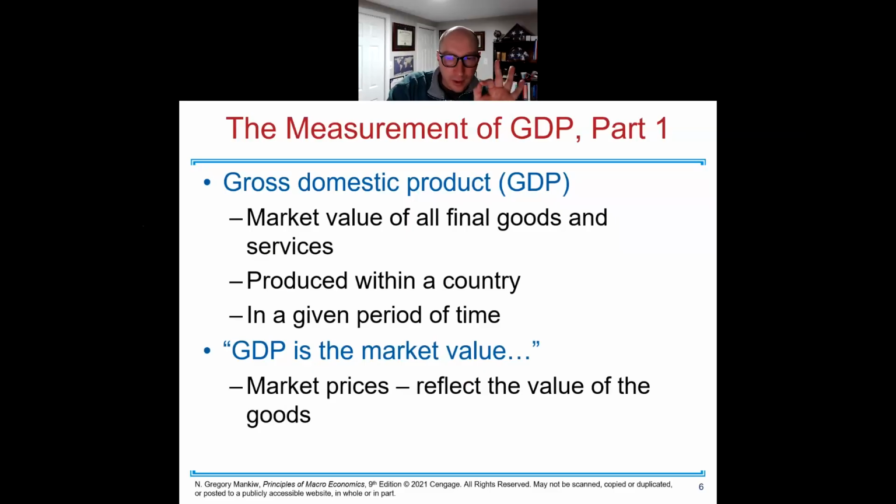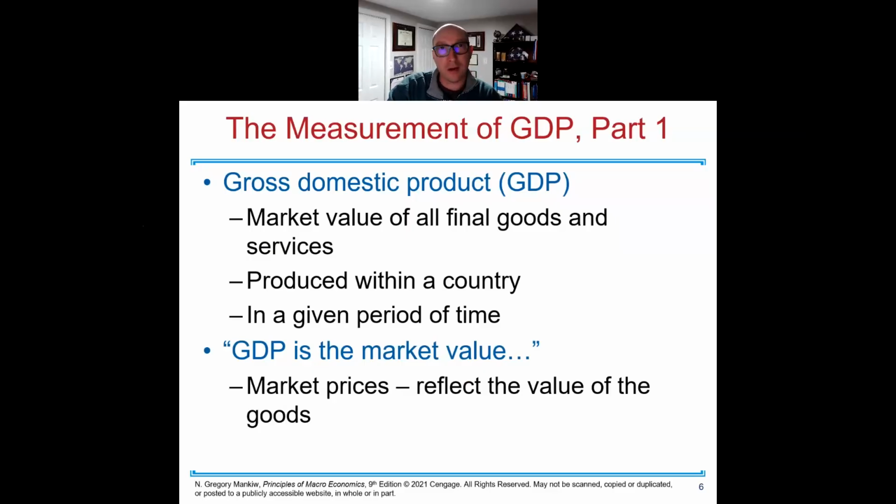Now that we know what the period of time is, the country is the United States, and we're measuring the goods and services produced within the United States. That's how we measure gross domestic product. You can say, and this is what some economists will say, that gross domestic product is the market value. It's the market prices that reflect the value of those goods.